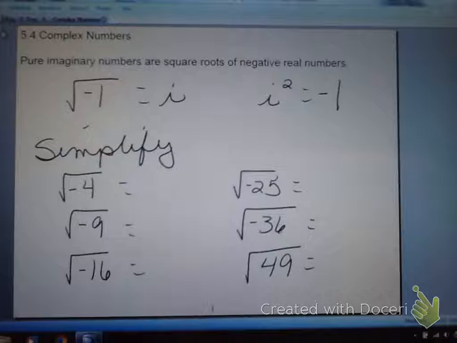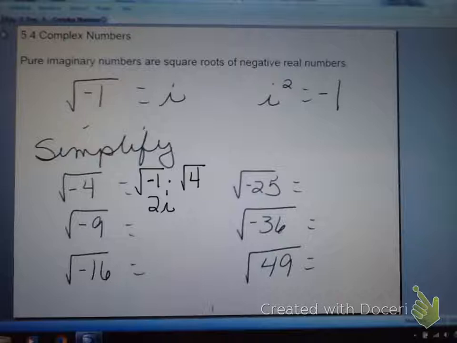So square root of -4 would be 2I. The long version of that would be, you could rewrite that to say -1 times 4. And the square root of -1 is I, and the square root of 4 is 2, so that would be 2I.